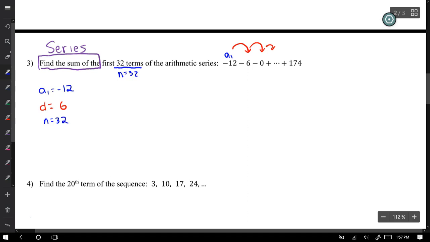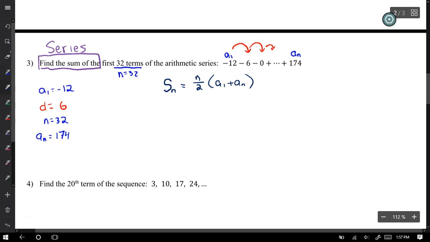There's something else that's given to me. I know my first term, my second term, my third term. I also know all the way to the last term. I know my last term in the series is 174. So let's just look at the formula. I said that we'll try the series formula. S of n equals n over 2 times a1 plus a sub n. Find the sum of the first and last term, multiply by how many there are, and then divide by 2.